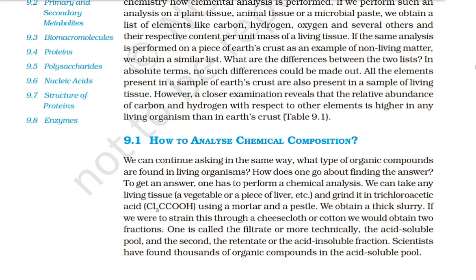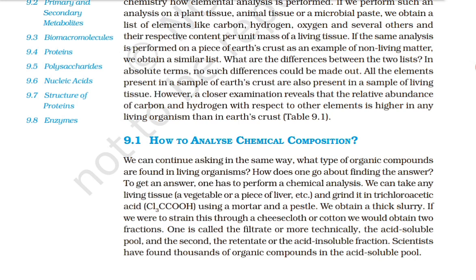So let's know how to analyze chemical composition. We can continue asking in the same way, what type of organic compounds are found in living organisms? How does one go about finding the answer? To get an answer, one has to perform a chemical analysis. We can take any living tissue, a vegetable or a piece of liver, etc. and grind it in trichloroacetic acid, Cl3CCOOH, using a mortar and a pestle. We obtain a thick slurry.